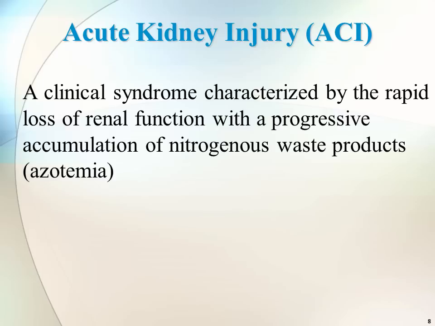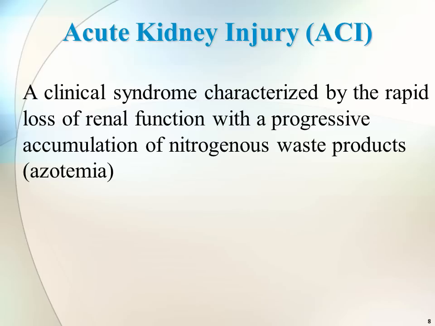Okay, acute kidney injury, formerly called acute renal failure, but the recommended nomenclature today is acute kidney injury. And it's not ACI, it's AKI. I'm just looking at that, acute kidney injury at the top, so make that correction. Acute kidney injury is a clinical syndrome characterized by rapid loss of renal function with progressive accumulation of nitrogenous wastes.